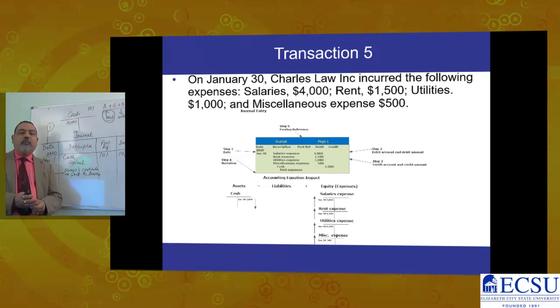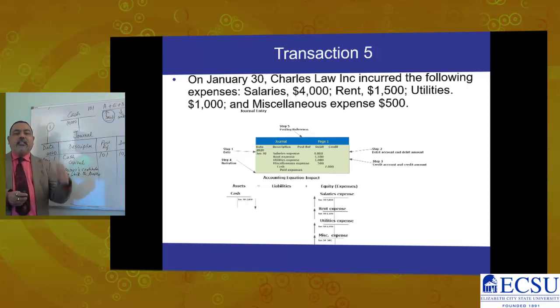incurred the following expenses. So you have salaries expense, wages, rent, utilities, and miscellaneous. So there are 4 expenses. All expenses are increasing as they are being incurred, and the date is January 30. So all expenses are debited and cash is being credited with the total. That works out to be 7,000. And we write a short narration, paid expenses.